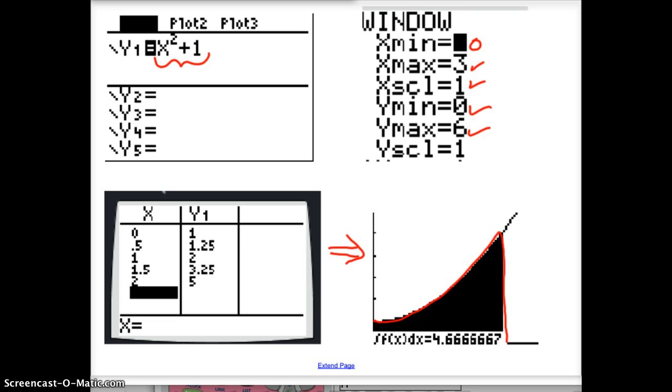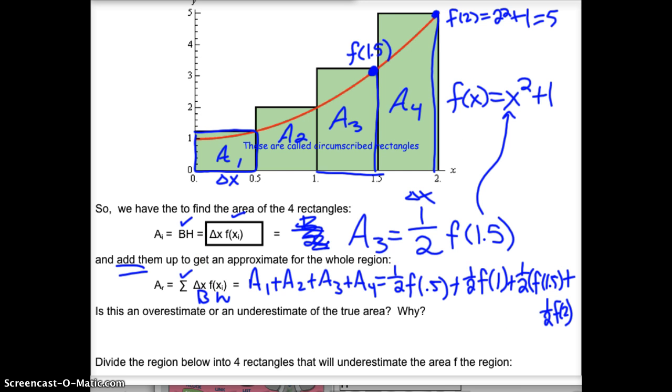And we are going to grab our values here. Notice I'm not including the first one, because we're sticking to the right here. It's hitting here, here, here, here. So when we grab those values off the table, again, you should have that entered. I'm going to go do that. F of a half is 1.25, so that'd be 1/2 of 1.25.